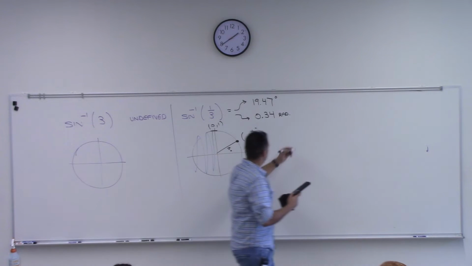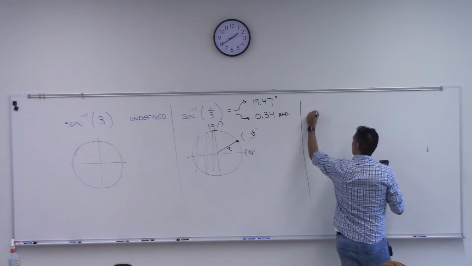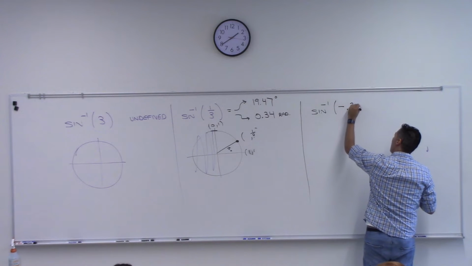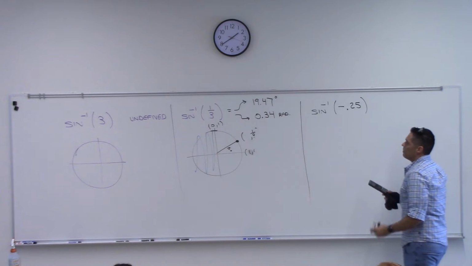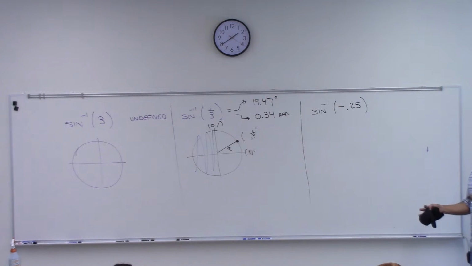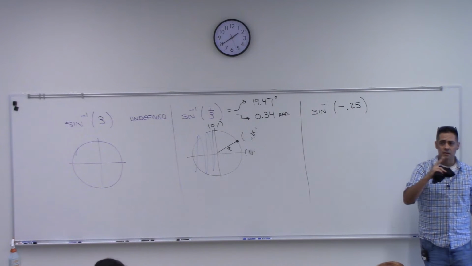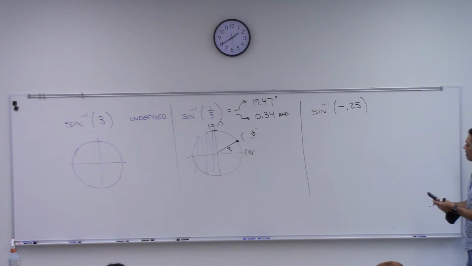How about this? What's the inverse sine of negative 0.25? Let's do it in both again. So 0.25 is not a common point on the unit circle again, so we're just going to go into our calculator. Negative 0.25. Where's my negative key here? There it is.